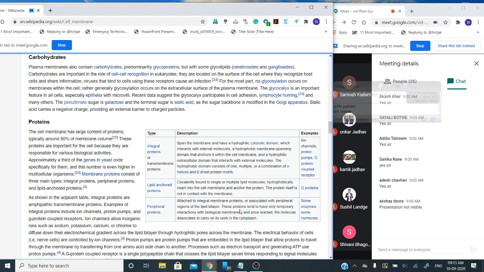There is one structure, the glycocalyx. It is an important feature of all cells, particularly epithelium having microvilli; you might have studied these in the intestines. The glycocalyx participates in cell adhesion and lymphocyte homing. Cell adhesion is a very important part of immunity, because there are various adhesion proteins, and these adhesion molecules play an important role in anchoring the cell. Lymphocyte homing is a similar concept in immunology.